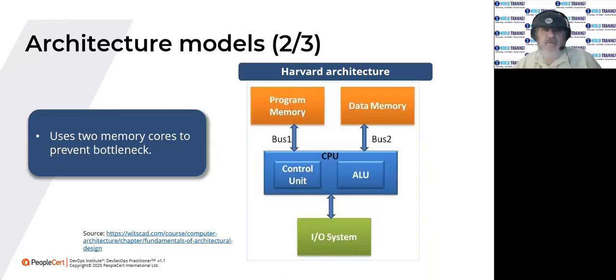The second architecture approach is something called the Harvard architecture. In this case, there are separate memories and buses for instructions and data. Embedded systems, digital signal processors, and microcontrollers typically use this structure. The implications for DevSecOps: reduced attack surfaces compared to the von Neumann structure. Since instructions and data are physically separated, it's harder for attackers to inject malicious data as code.